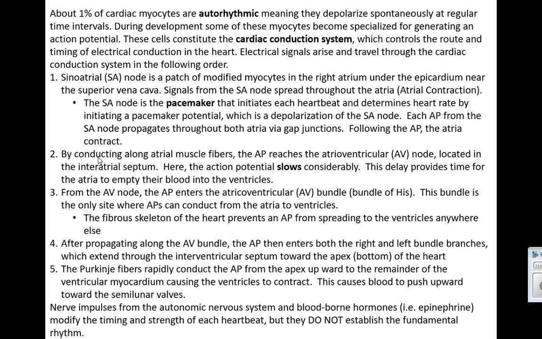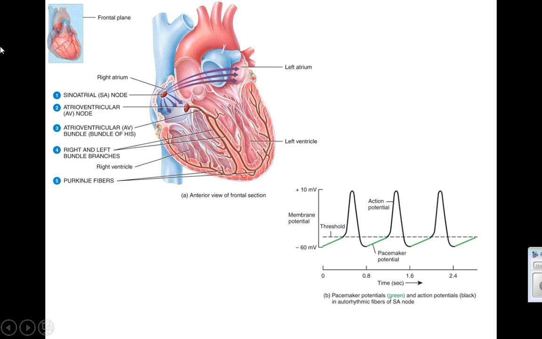It all begins with our natural pacemaker. I say natural because you can have automated or artificial pacemakers put in. Our body is always built with, or should be anyway, its own natural pacemaker. What we call the SA node, which is short for sinoatrial node, a patch of myocytes in the right atrium under the epicardium near our superior vena cava. Signals from the SA node will spread throughout the atria and initiate atrial contraction.